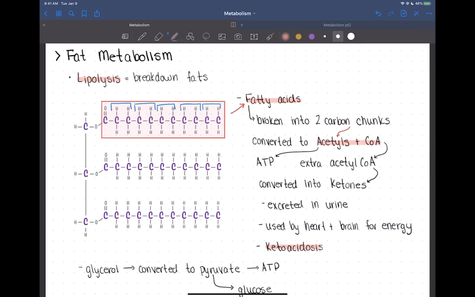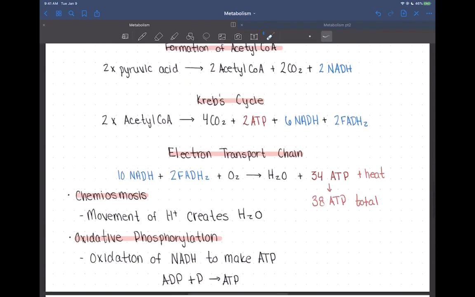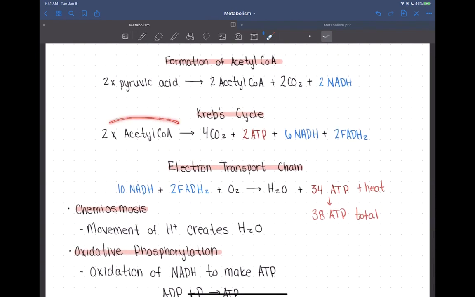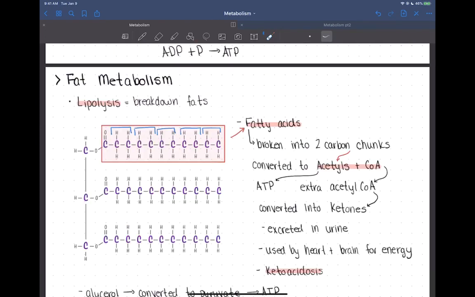Acetyl CoAs. So we know that those acetyl CoAs can go into, if we look back up here, our Krebs cycle, right? So we can just pop them right there into the Krebs cycle. They can go through, make 6 NADH each, 2 FADH2s each, and then those can go into the electron transport chain and make ATP. Okay, so we can use those to directly make ATP.